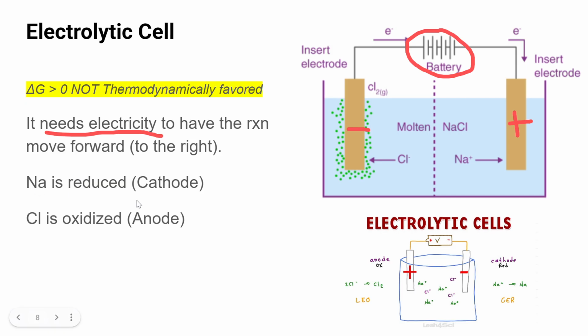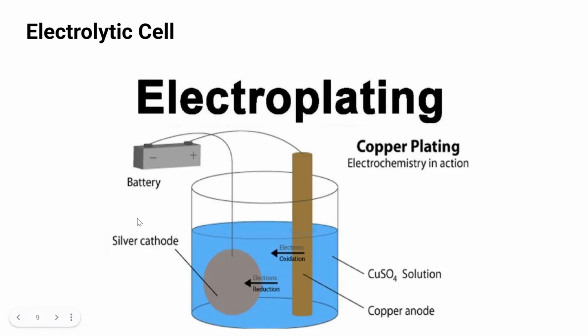Na+ is reduced, that's the cathode. Cl- is oxidized, that's the anode. Now, they might ask you a question about electroplating. Based on this information, I put the energy source here. Okay, and so what we've got is the electrons being released from our copper.